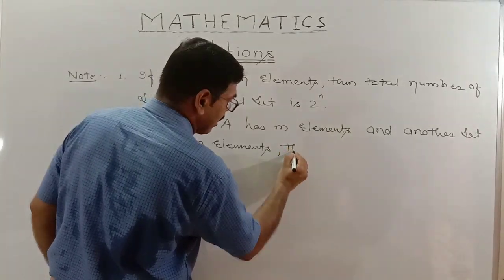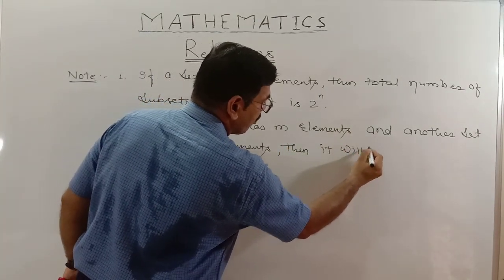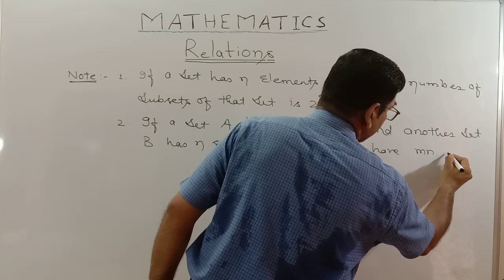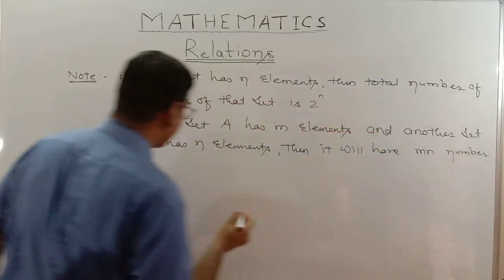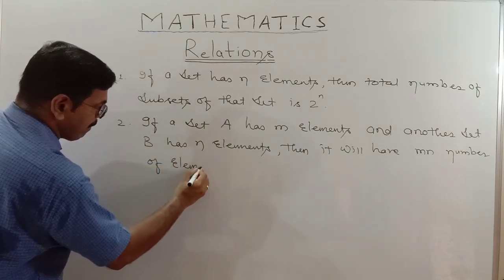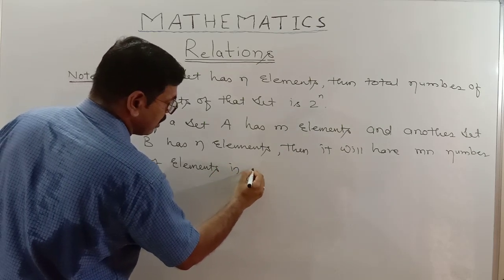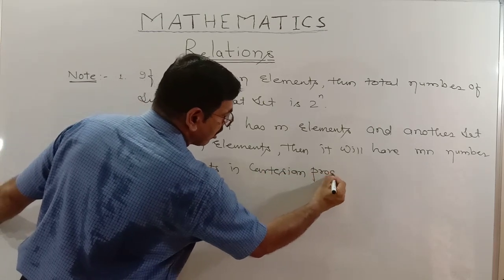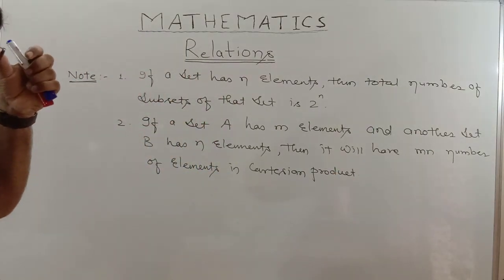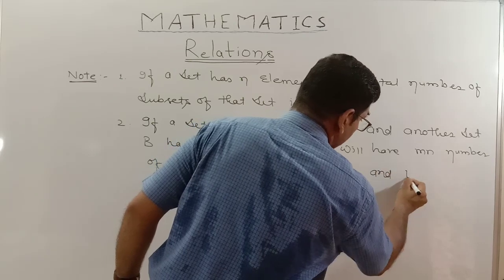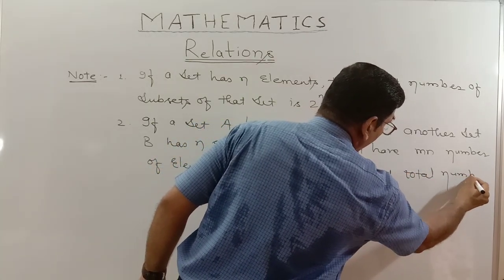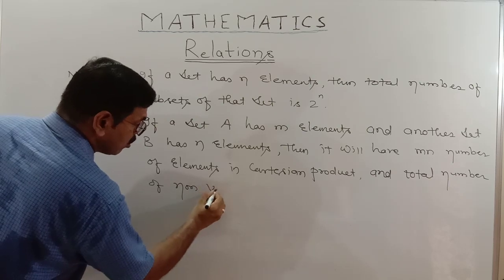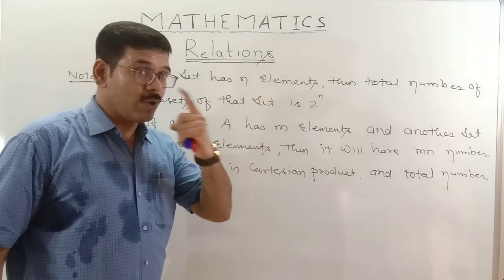mn. Then the Cartesian product will have mn elements. How many elements will the Cartesian product have? mn. And the total number of non-void subsets, I should use the word void, since this contains one void set also.